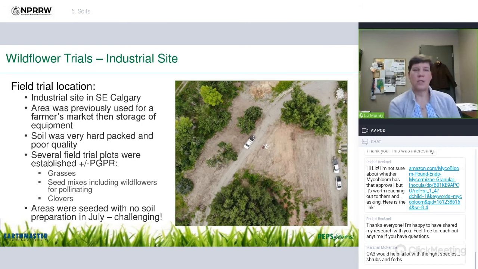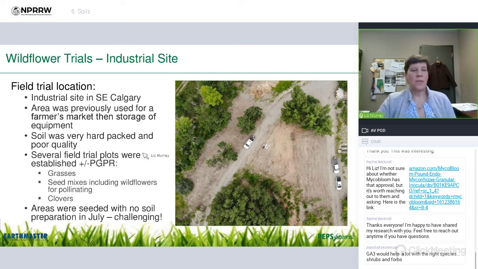And this is just a quick overview of an industrial site we had here in Calgary, where we were doing some wildflower trials. And this area was previously used as a farmer market, then for storage of equipment. You can see it's got a bit of a red tinge to it. It was covered at one time with that red crushed gravel material that was used for making roads and that kind of thing. The soil was extremely hard packed, very poor quality.